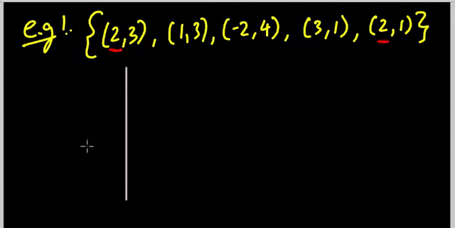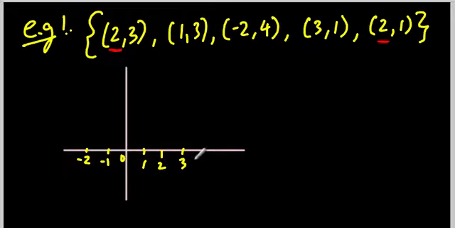So here's a graph right here, and let me just go back to yellow. So -2, -1, 0, 1, 2, 3. And let me go 1, 2, 3, 4, and 1, 2, 3, 4. Okay, so let's start plotting these points.